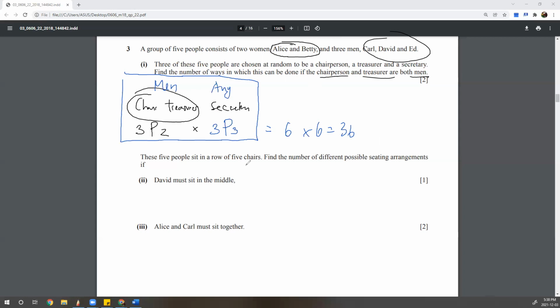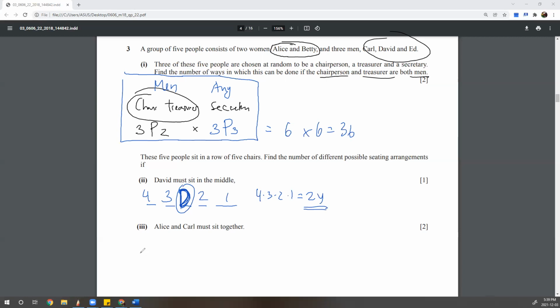These 5 people sit in a row of 5 chairs. Find the number of different possible sitting arrangements. David must sit in the middle. So 1, 2, 3, 4, 5, right? David is always in the middle, so it is taken. David is booked. He booked the middle part. The rest will be 4 possibilities, 3 possibilities, because it's taken, 2, 1. So you don't have to think about David. So 4 times 3 times 2 times 1, right? 12 times 2 is 24, times 1, 24 itself.